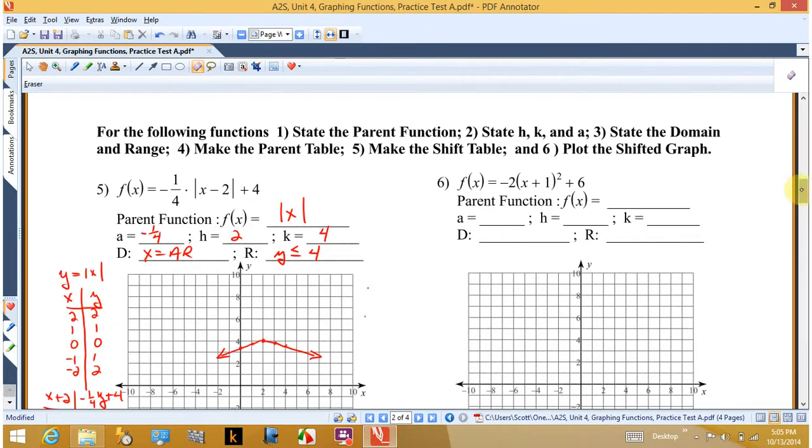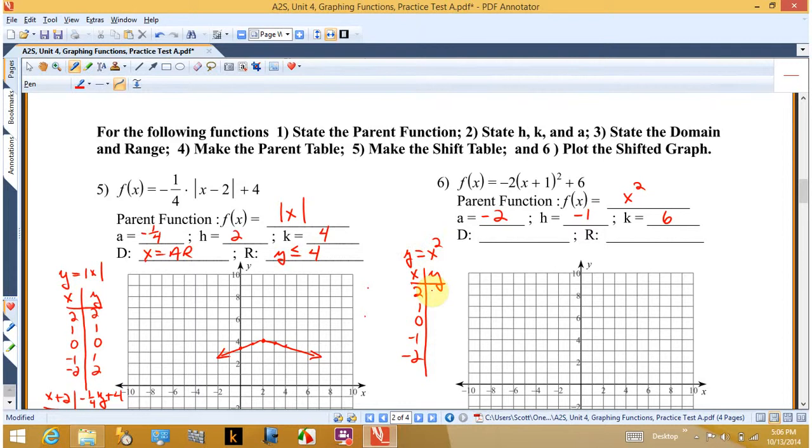Okay, this problem, I have a square, so my parent graph is y, or f of x, is equal to x squared. My a value is what it's multiplied by out here. That would be the multiplier for the y stretch. It's a -2. H is going to be opposite the sign. It's -1, and k is 6. Let's go ahead and make my parent table. And I'm going to have x values where I'm going to pick 2, 1, 0, -1, -2. And that would be y is equal to x squared.